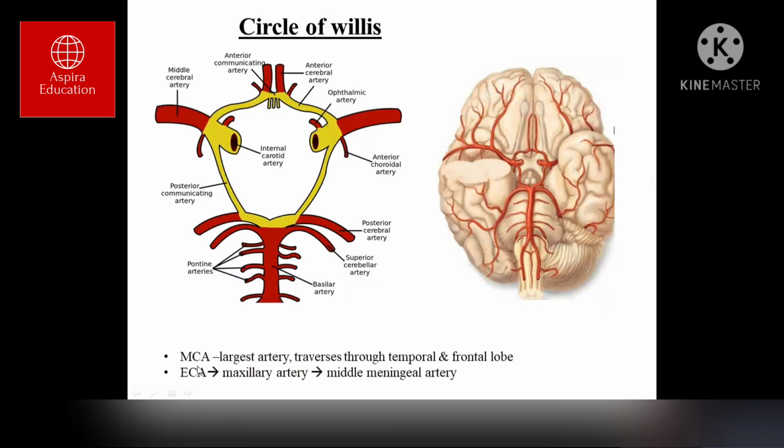The middle cerebral artery is the largest artery. It traverses to the temporal and the frontal lobe. Here you can see the middle cerebral artery. It traverses to the temporal and the frontal lobe. The external carotid artery gives rise to the maxillary artery, which gives the middle meningeal artery inside the dura mater.